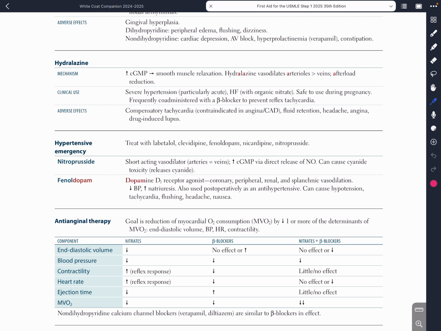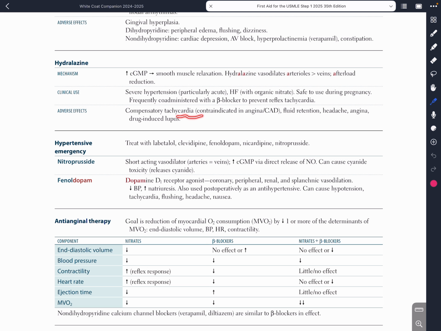Pregnancy hypertension is more than 140 over 90 in pregnant women. If it occurs before 20 weeks, it's chronic hypertension. After 20 weeks, it's pregnancy-induced hypertension. Either way, you give them hydralazine, frequently administered with a beta blocker to prevent reflex tachycardia. So if you experience reflex tachycardia, give them a beta blocker like metoprolol.